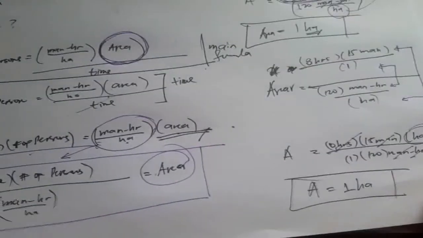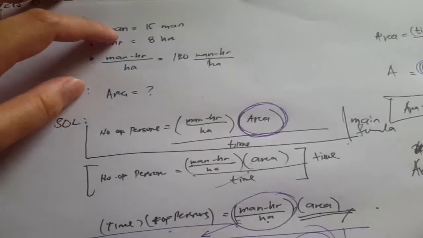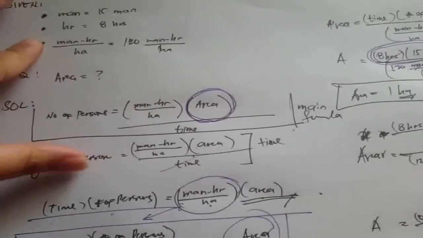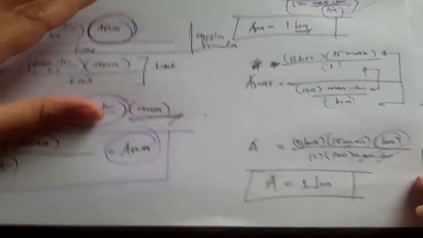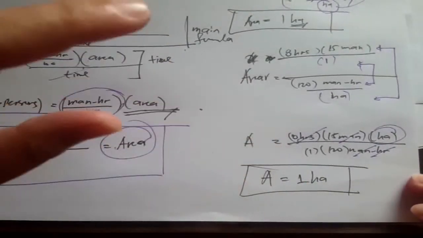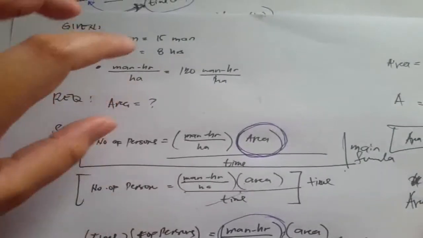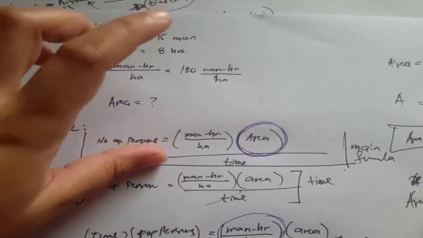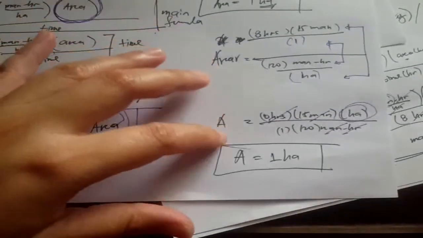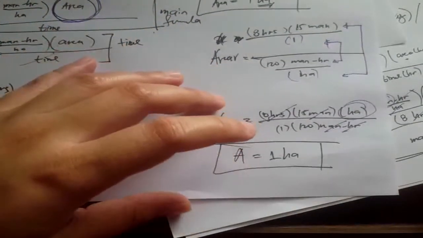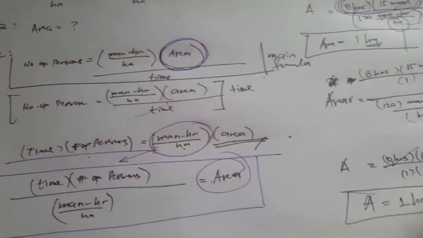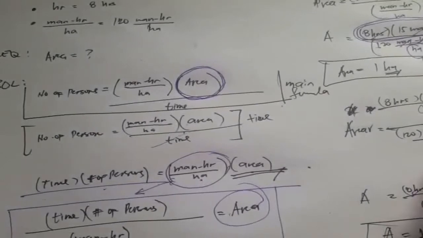Once again, if you have 15 laborers working one day using a sickle to harvest rice, you can expect that they can finish 1 hectare. Again, if you have 15 laborers working 8 hours a day and they use a sickle to harvest rice, they can cover a field of 1 hectare rice farm.